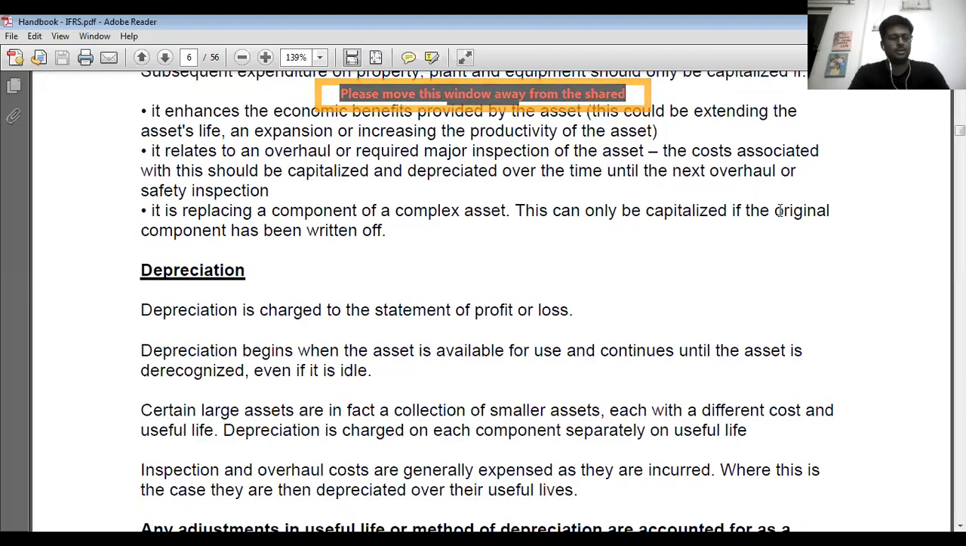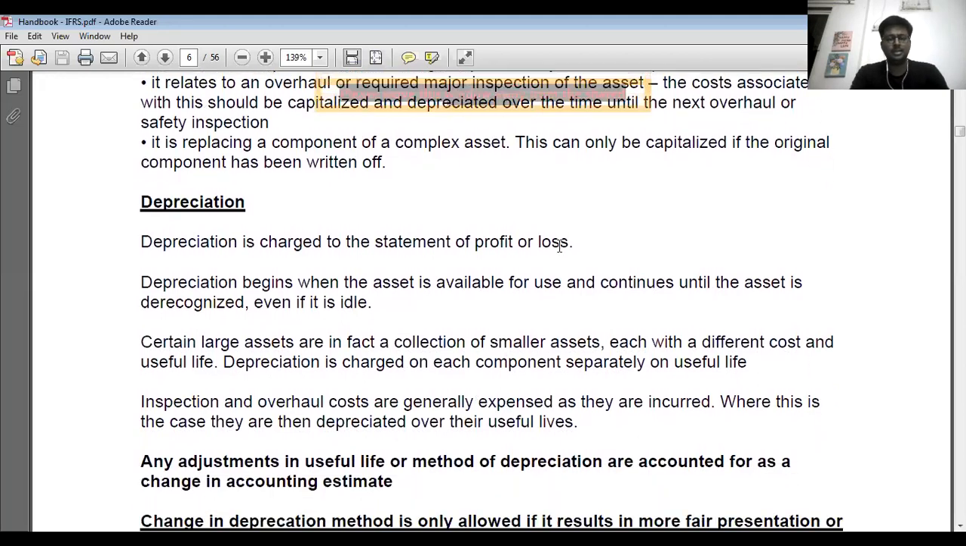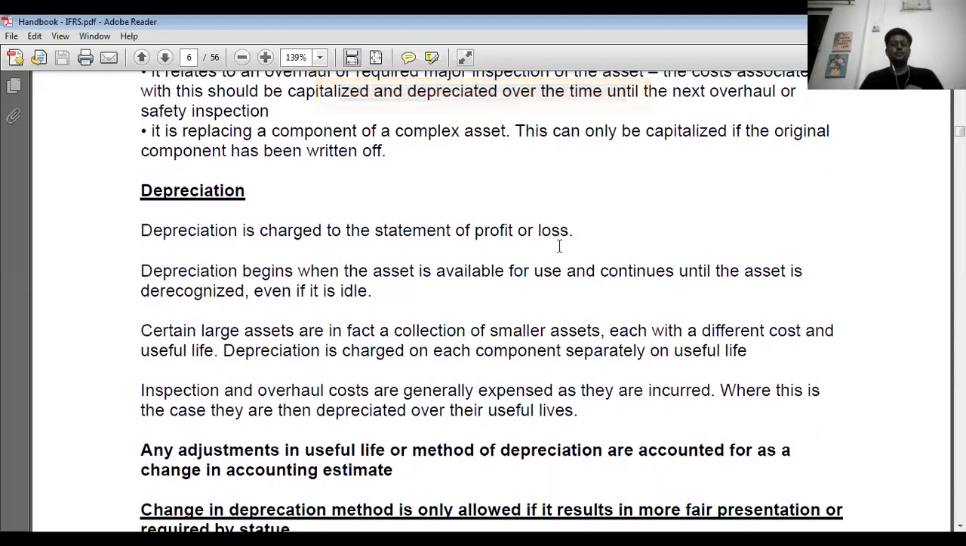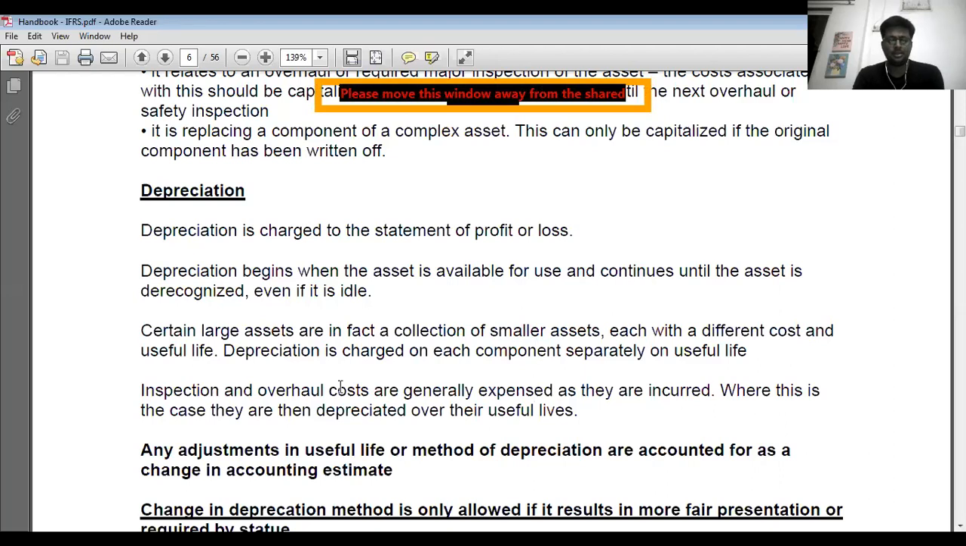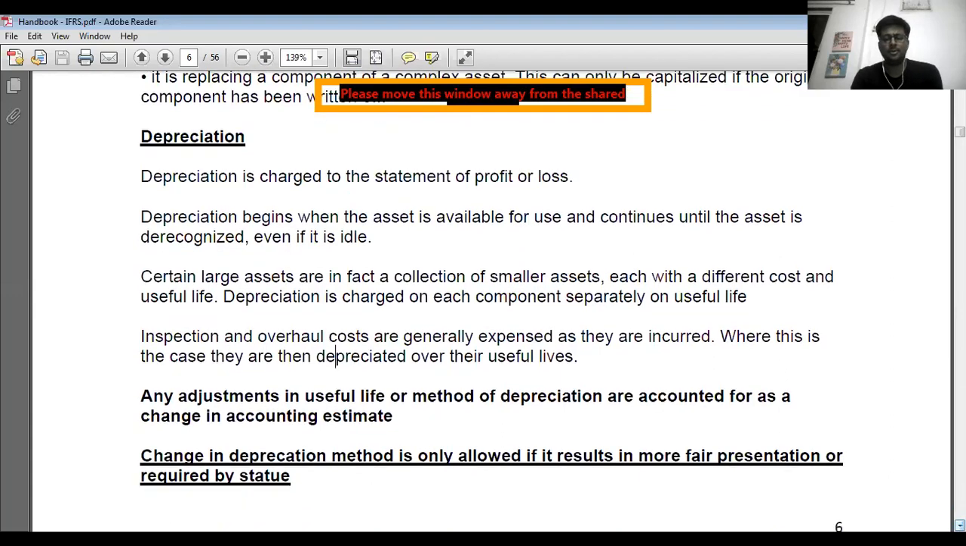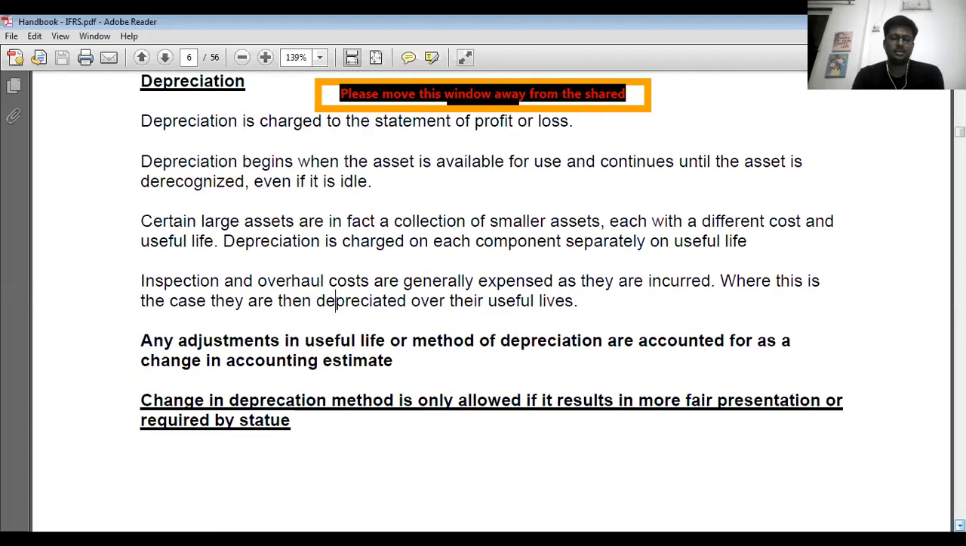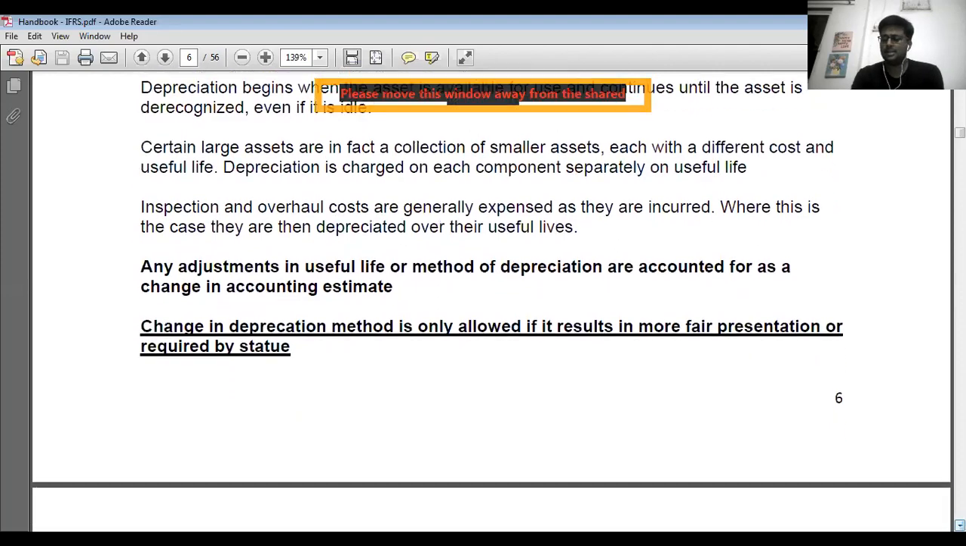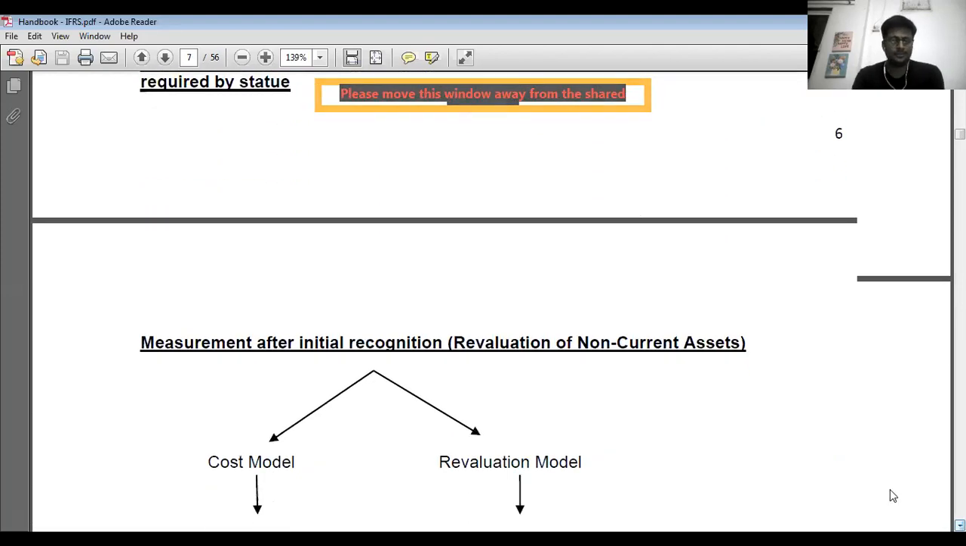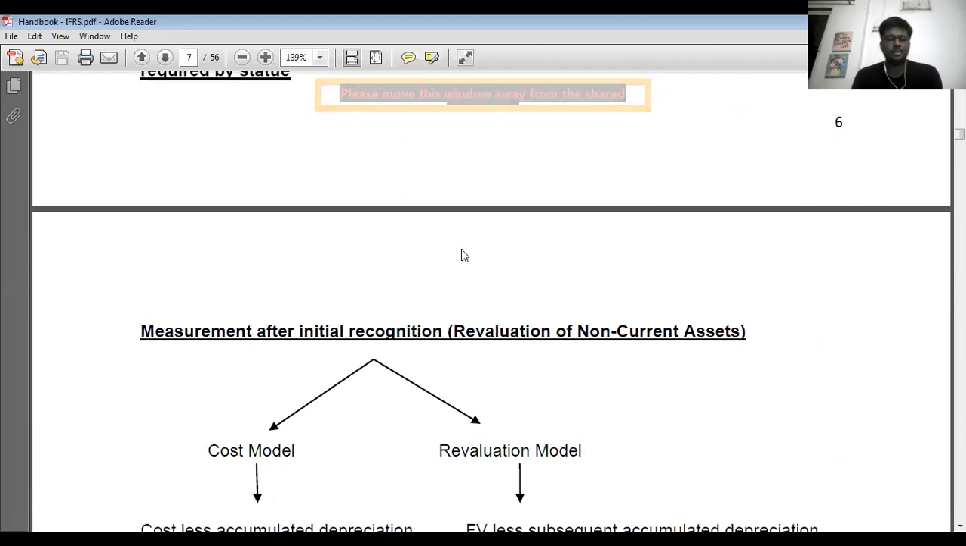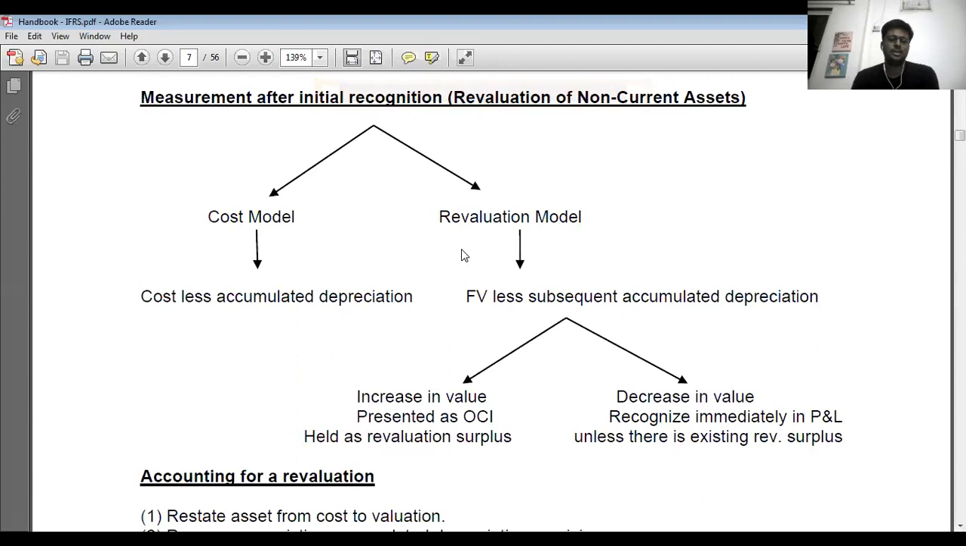Then we discussed depreciation. Depreciation is generally the allocation of the total cost of an asset over its useful life. It is charged to the statement of profit or loss. Change in the method of depreciation is not allowed. It is allowed only when it is permitted by statute, or it results in a more fair presentation. And then we discussed the subsequent treatment. Two options are available: one is the cost model, one is the revaluation model.